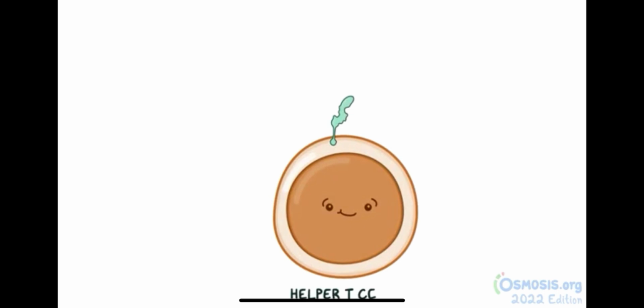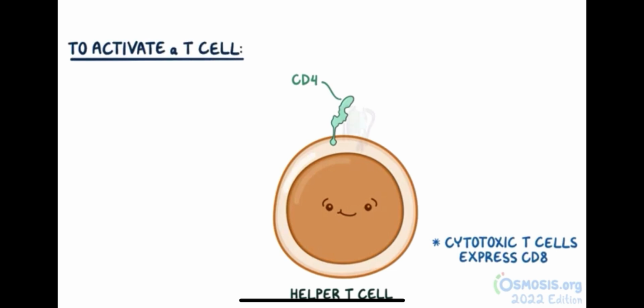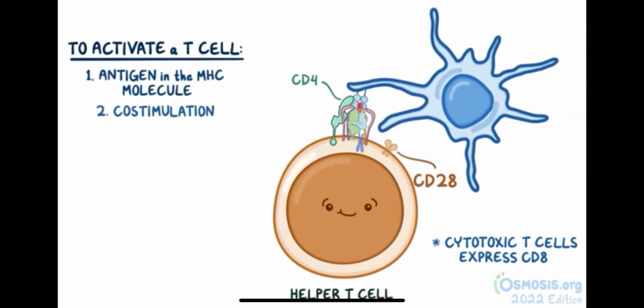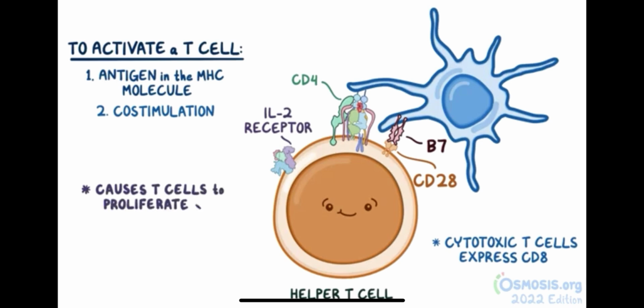Alright, as a quick recap. There are 2 types of T cells, helper T cells that express CD4 and cytotoxic T cells that express CD8. To activate a T cell, you need 2 signals. Signal 1 is the antigen in the MHC molecule, and signal 2 is co-stimulation, which is when CD28 on the T cell binds B7 on the antigen-presenting cell. This sets off a cascade of phosphorylation, which ends with the high-affinity IL-2 alpha receptor being expressed on the cell surface. This lets the T cell bind IL-2, like sinking teeth into an apple, which causes T cells to proliferate and differentiate.